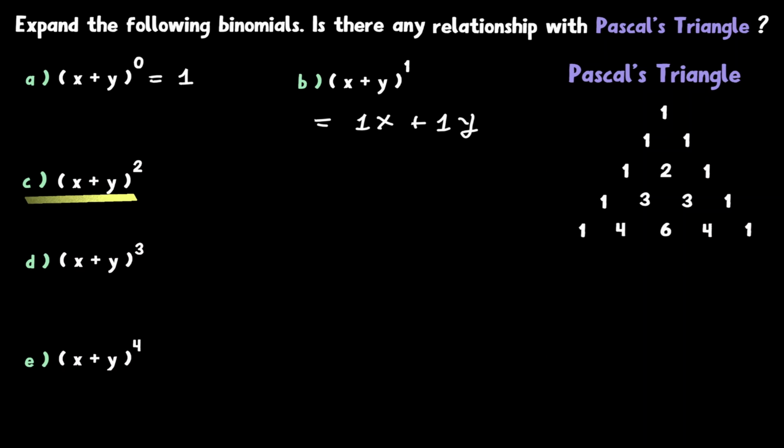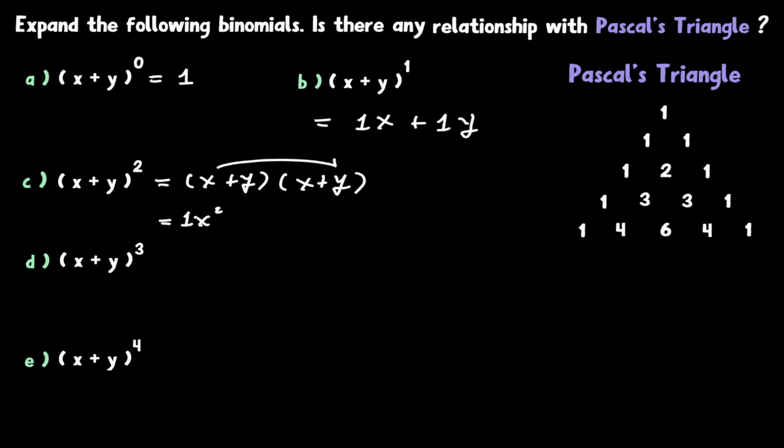But when we get to example C, we're actually going to do some work, because x plus y raised to the second is the same as x plus y multiplied 2 times. And if we wish to expand it, we have to perform some distribution. So let's distribute the value of x. Now we're going to get 1x squared. Let's distribute x to the y. Now we're going to get xy.